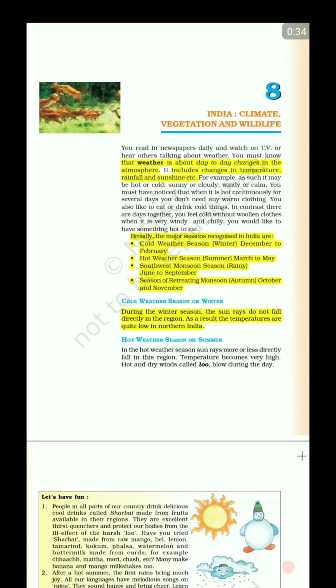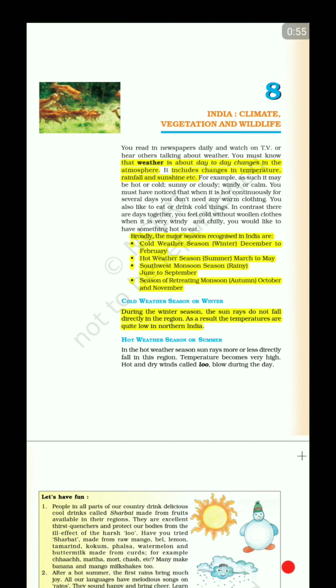Now, when the same time frame is for a very long period of time, we'll come to know further what this kind of average sunshine, average rainfall, average temperature is known as.